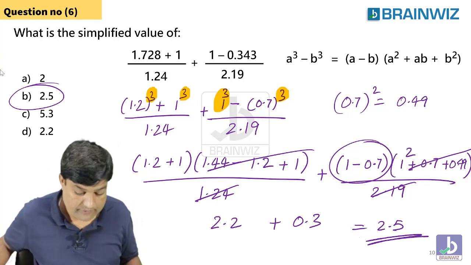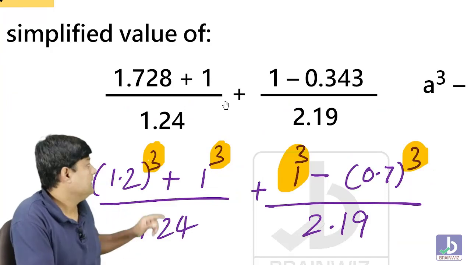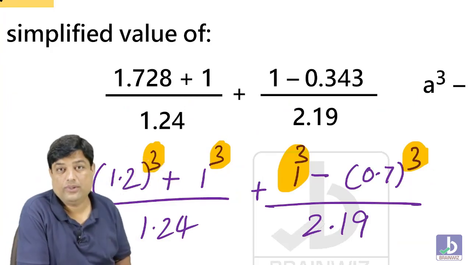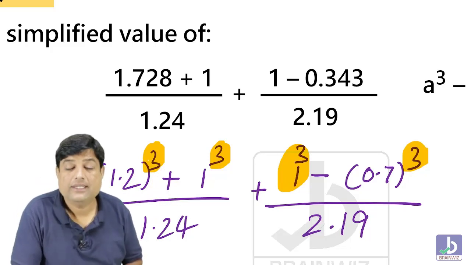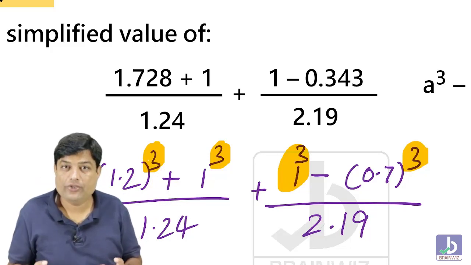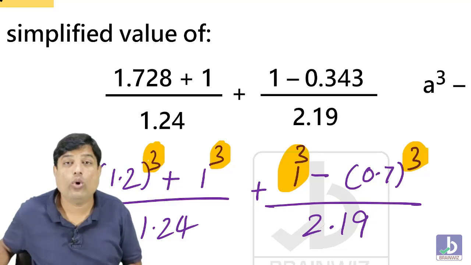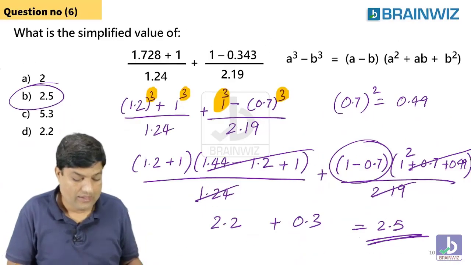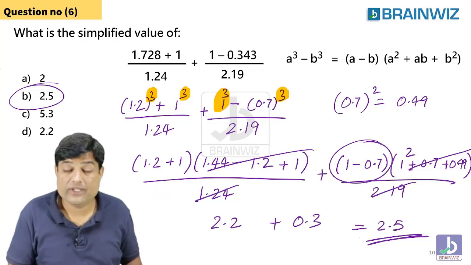The only thing is, you should remember this: 1728 is 12 cube and also 343 is 7 cube. So don't forget these things, guys. Things are easy, but you have to catch these powers and these identities within the time. I believe you have understood this question. Let's go for the next question.